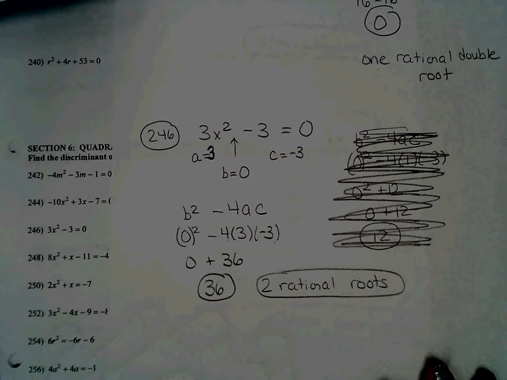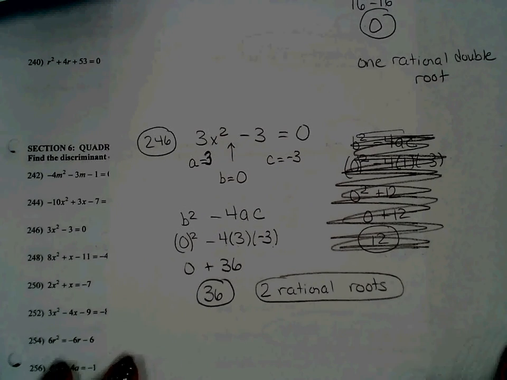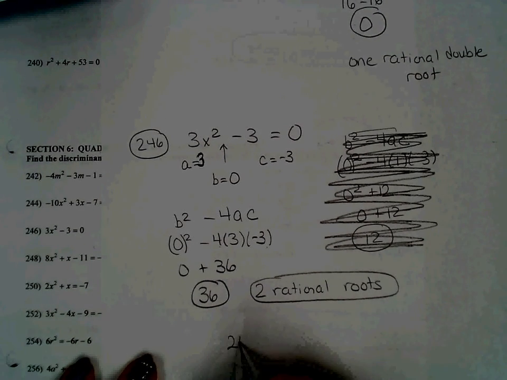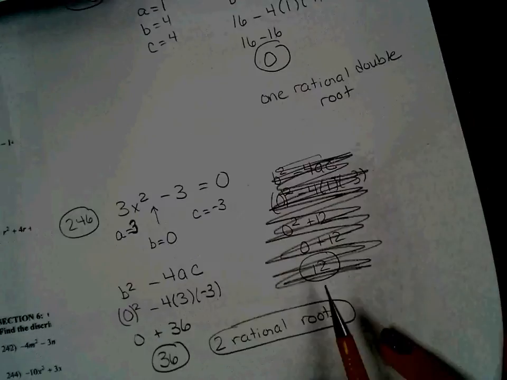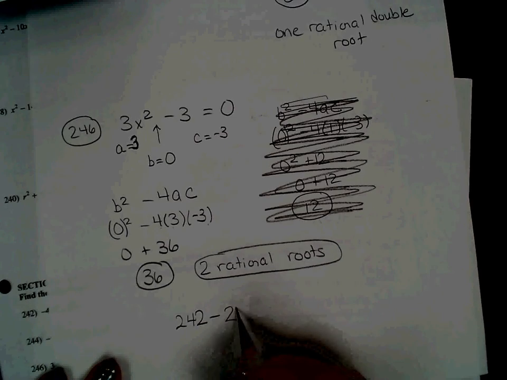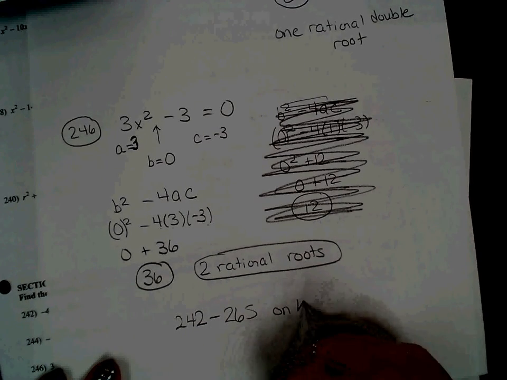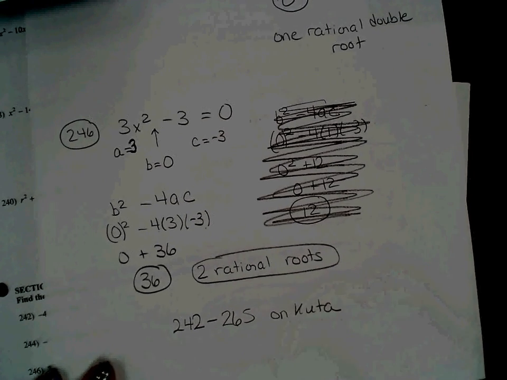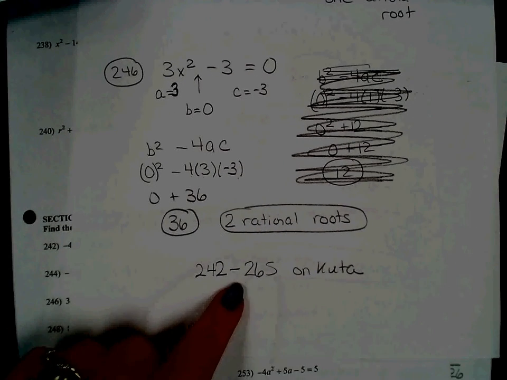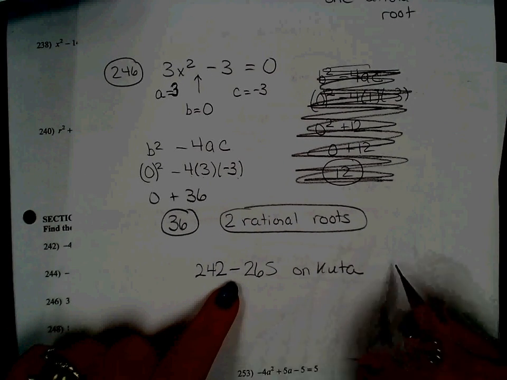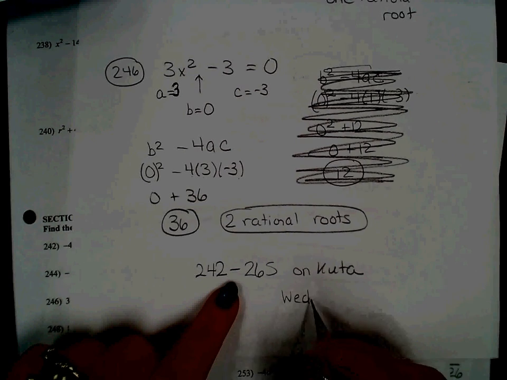So your homework today is on CUDA. It looks like a lot, but these don't take a whole lot of time. Your homework is on CUDA, and it goes from 242 to, I think, 265. I got my pages all out of order. 242 to 265 on CUDA, and we Zoom tomorrow. This is due by 10 o'clock tonight, 242 to 265 on CUDA, and today is Wednesday.